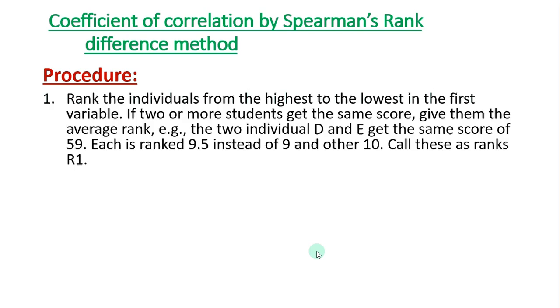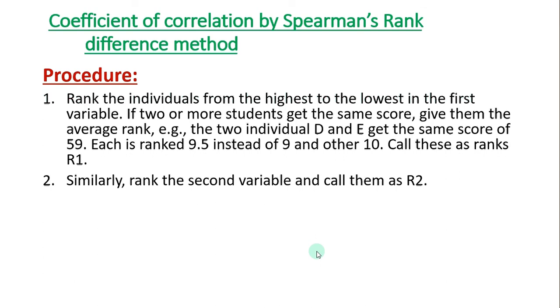The first step is to rank the individuals from highest to lowest in the first variable. If two or more students get the same score, give them the average rank. For example, the two individuals C and E get the same score of 59. Each is ranked 9.5 instead of 9 and 10. Call these ranks R1. Similarly, rank the second variable and call them R2.